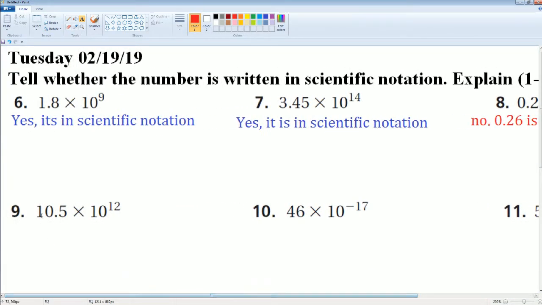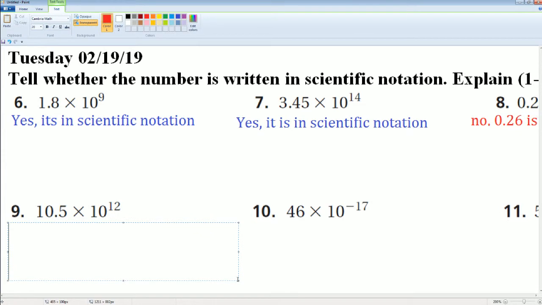Next one. 10.5 times 10 to the 12. Is this factor in between 1 through 10? No. So we would say no. Why? 10.05 is not between 1 to 10.